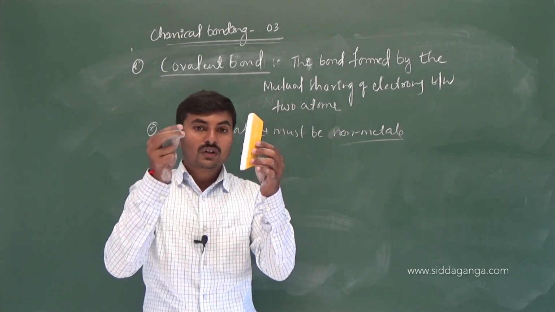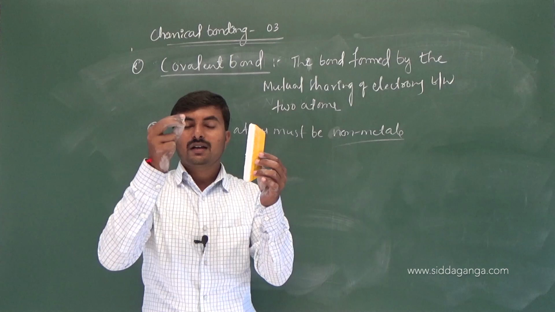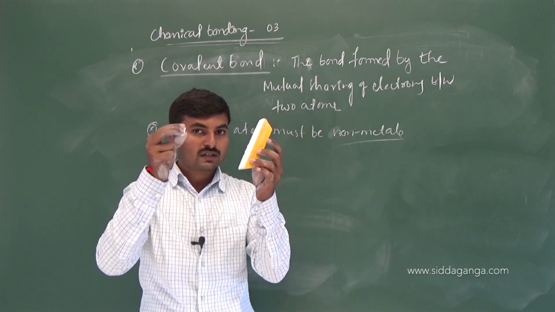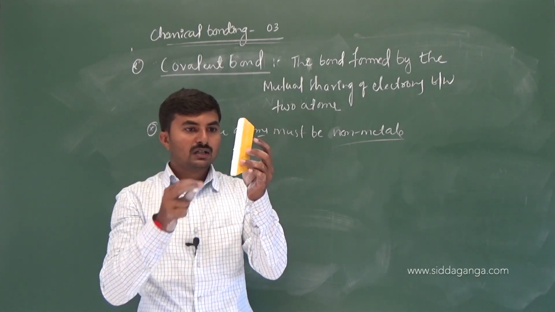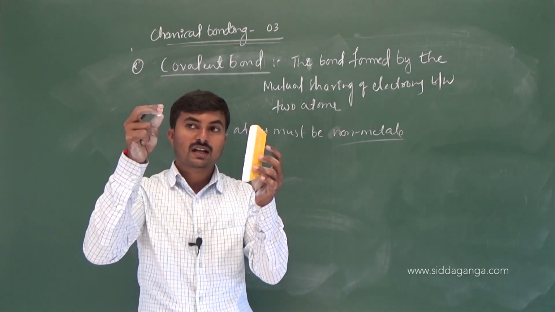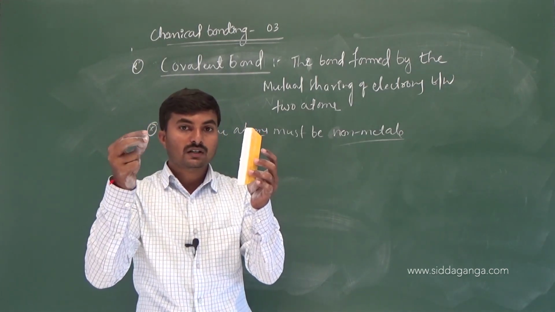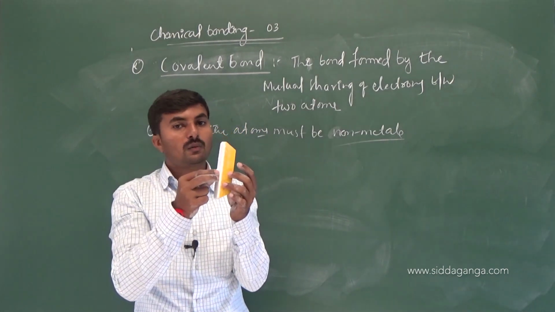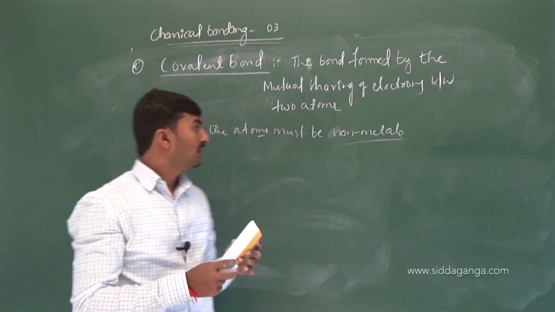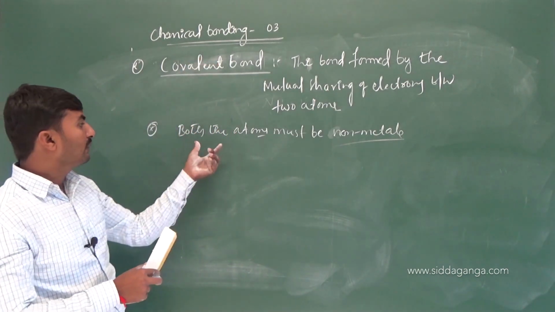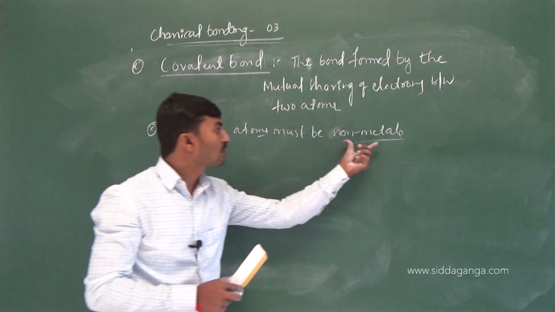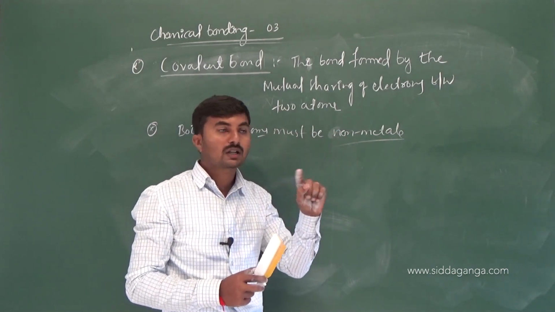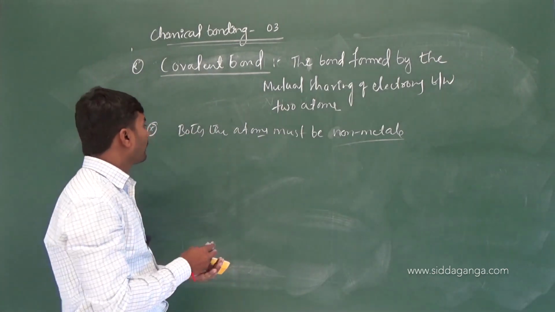If out of the two atoms, one is metal and another one is non-metal, what is the nature of the bond here? Metal, what is the nature of metal? It always tends to lose electrons. What is the nature of non-metal? It always tends to gain electrons, thereby the generation of charges takes place, followed by the formation of an ionic bond. But in order to form a covalent bond, both should be non-metals. A bond which is formed in between a non-metal and a non-metal, that is called what? Covalent bond.